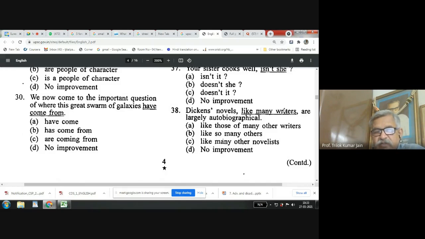Dickens' novels, like many writers, are largely autobiographical. Dickens' novels, like many other writers, or like those of many other writers. Answer is A. So answer is A.